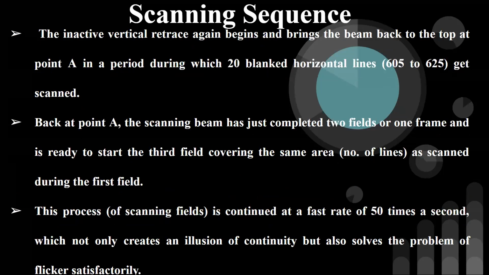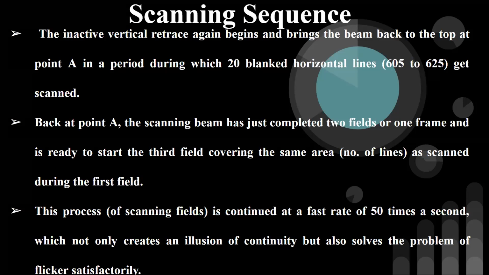Here is some explanation about the previous diagram. The inactive vertical retrace again begins, the beam going back to the top at a particular point A in a period during which 20 lines get scanned. So we have already preserved 20 scanning lines during each retrace period. Coming back to point A, the scan beam has just completed two fields or one frame. So it is ready to start the third field covering the same area. So therefore the scanning is done as in the first field.